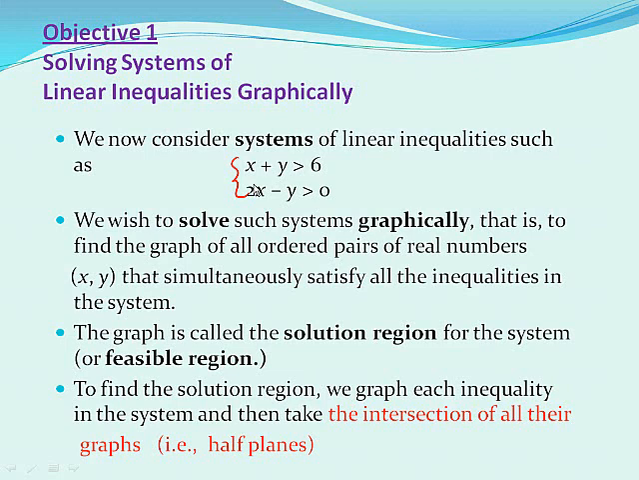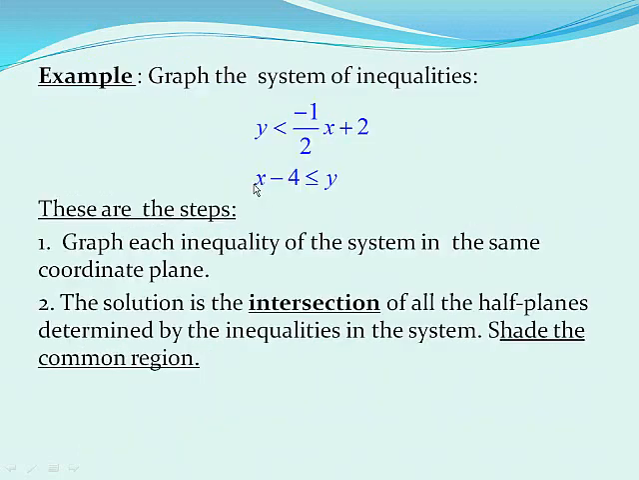To find the solution region, we graph each inequality in the system and then take the intersection of all their graphs. Here is an example. Graph the system of inequalities y less than negative 1/2 x plus 2 and x minus 4 less than or equal to y. These are the steps. Step 1. Graph each inequality of the system in the same coordinate plane. And step 2. The solution is the intersection of all the half planes determined by the inequalities in the system. So we need to shade the common region.